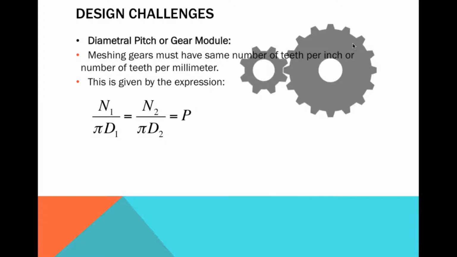If you were to flatten the gear out and count the teeth per inch, that's what this pitch or gear module is. So for any gear to mesh with another one, the diametral pitch of each gear must be the same. For instance, if this is gear 1 and this is gear 2, then the number of teeth of 1 divided by pi times the diameter of 1, this is the circumference if you didn't know, must be equal to the same ratio for the other gear, and that's the diametral pitch. So both of these are equal to p.